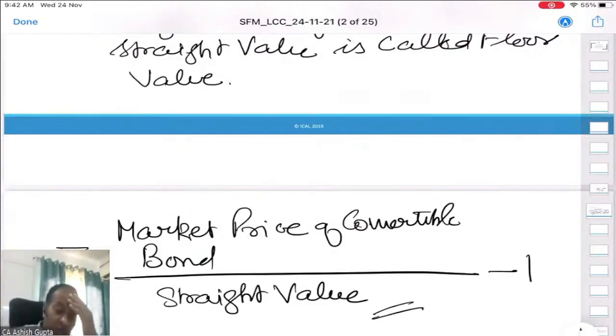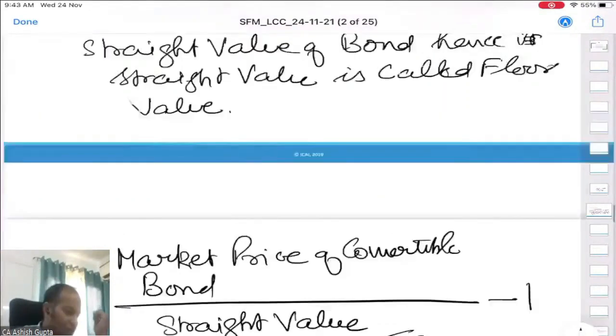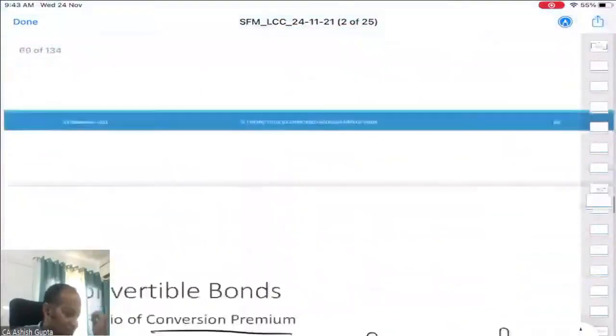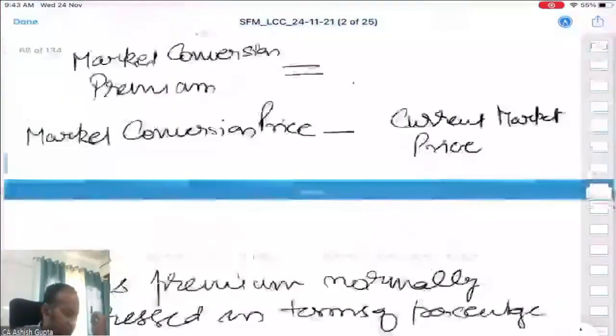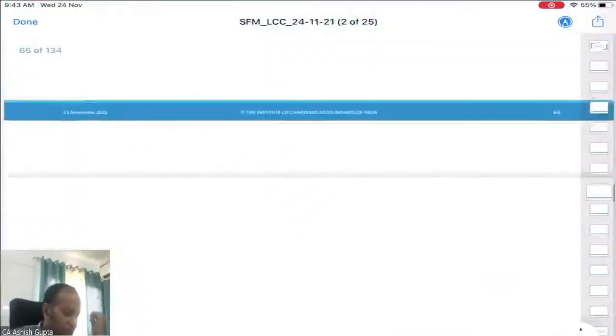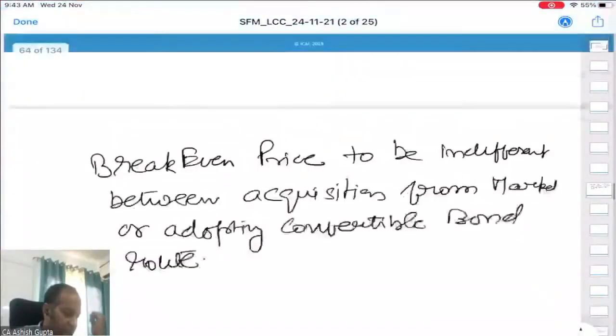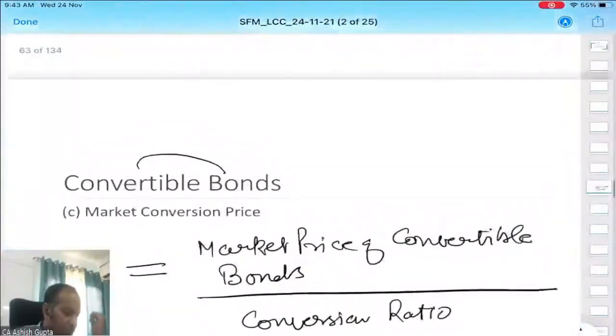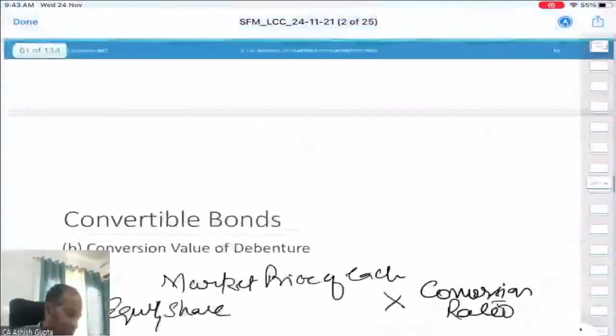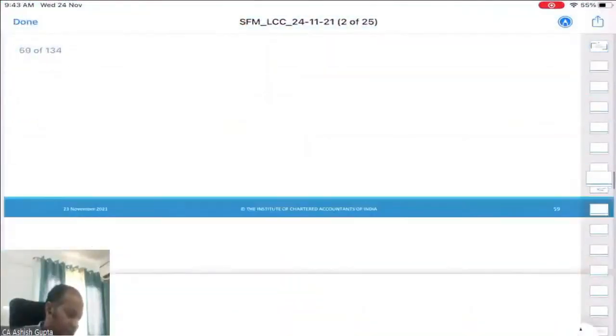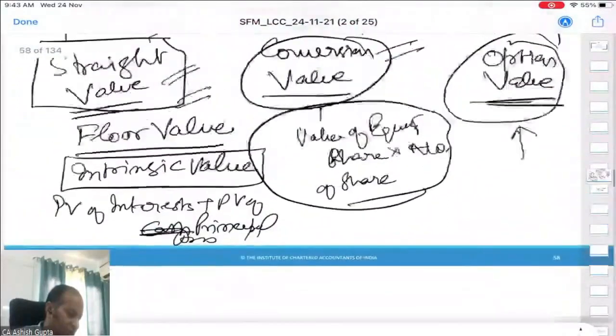Sir, a chart relating to convertible bonds? Beta, I have not shown any chart till now. Please remember, I will present it to you by way of a chart. I have not shown any chart, I think. I will prepare your chart, don't worry.